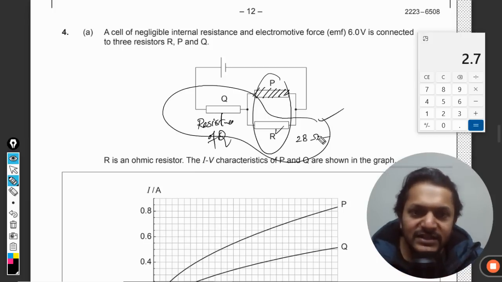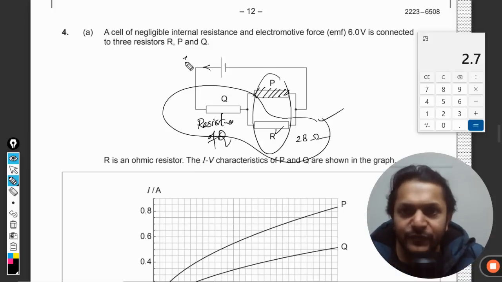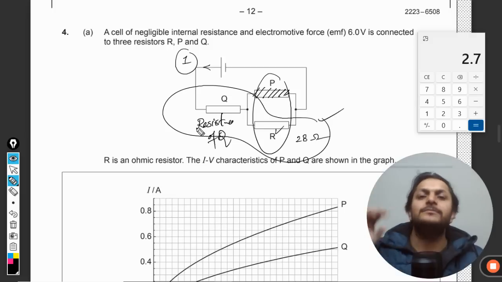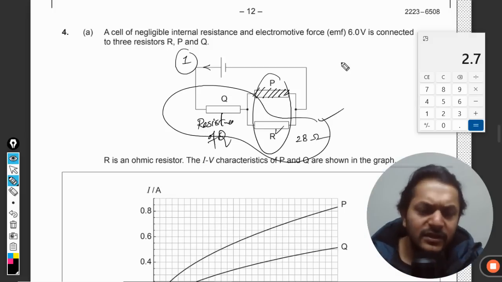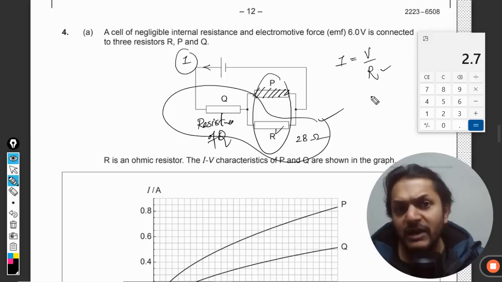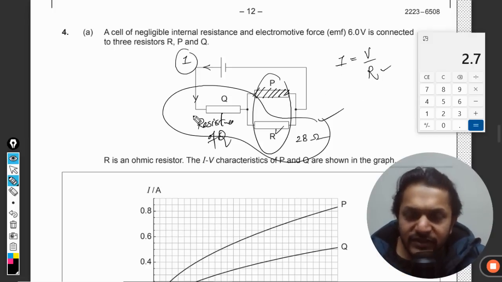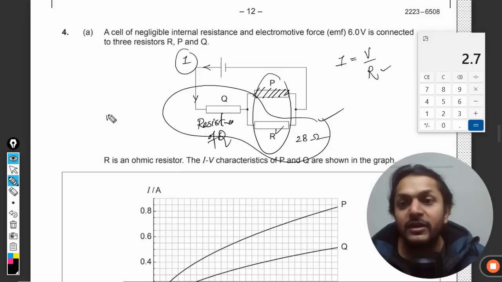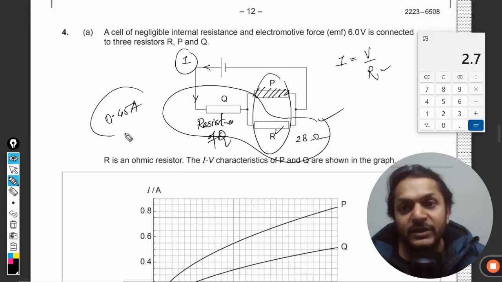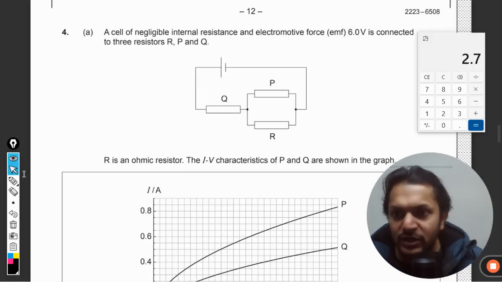If this resistance becomes bigger, it means that the current which is flowing here will become lesser, isn't it? Because the total current will be total voltage divided by total resistance. Now you have a bigger resistance, so the current will be lesser. So the current which is passing through Q will be lesser. Earlier it was 0.45 amperes. Now it will become lesser than this. So what is going to happen? Let us go to the graph now.